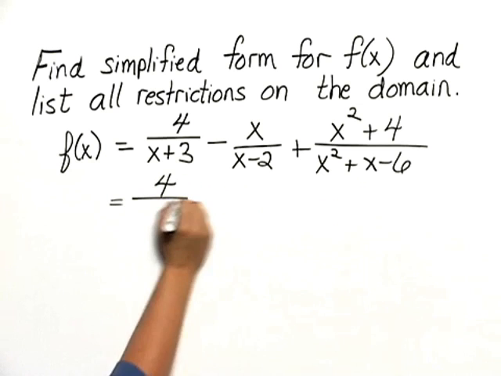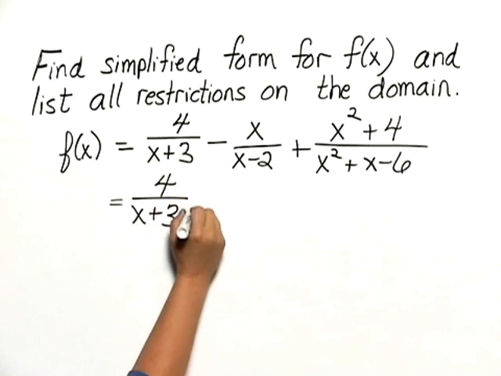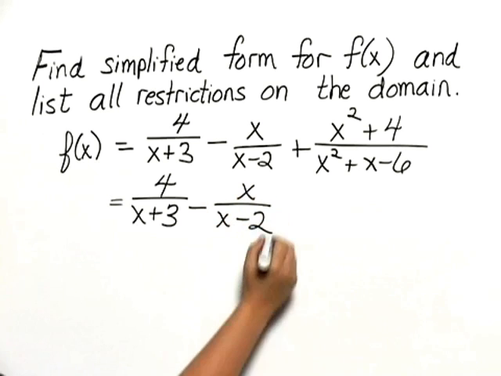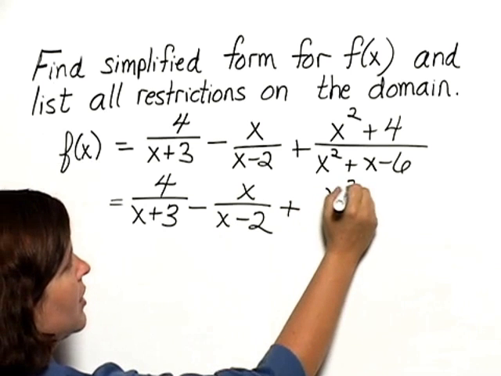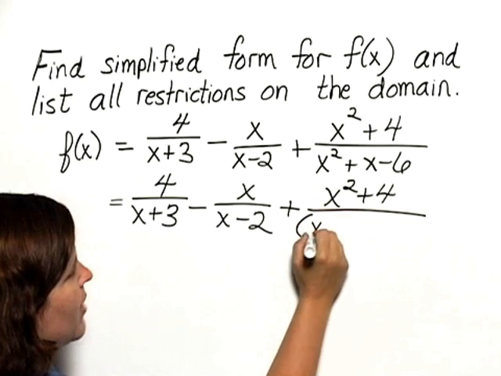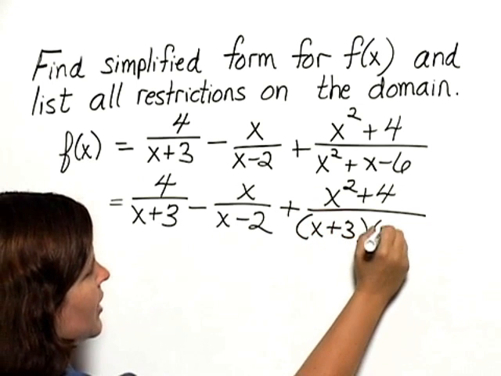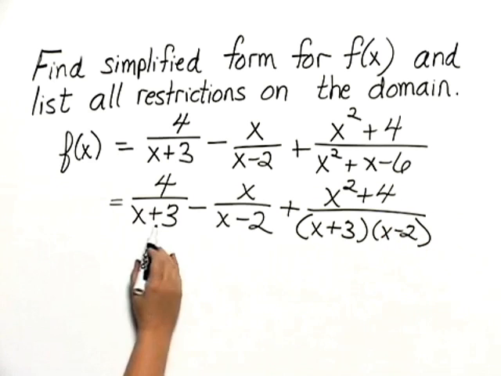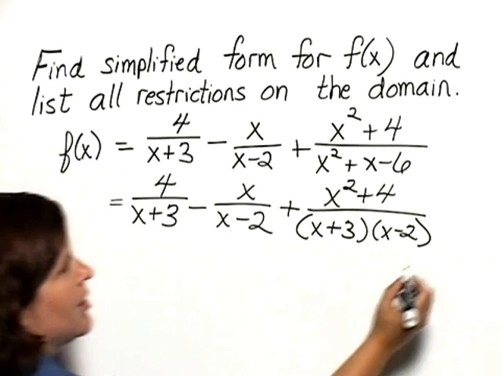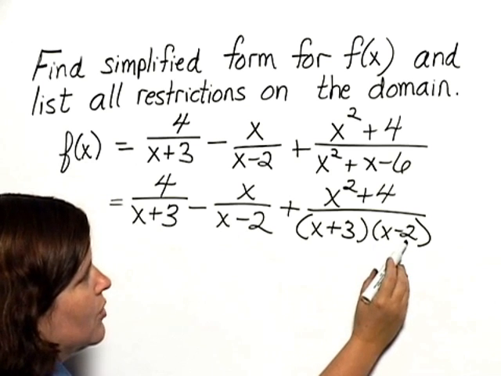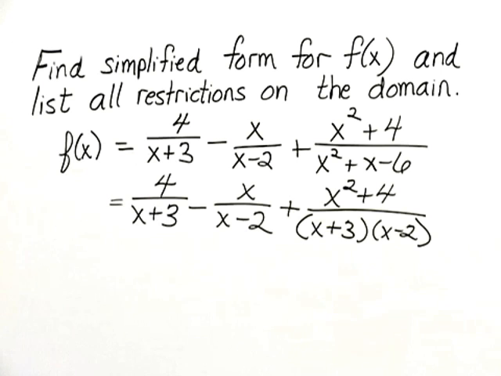We'll rewrite our first rational expression and our second rational expression. And then the third rational expression, I will rewrite the numerator and write the denominator in factored form. That happens to be x plus 3 times x minus 2. Notice it contains the same factors that are in these other two denominators. So it turns out that the restrictions on the domain are that x cannot be negative 3 and x cannot be 2. Those are the restrictions on the domain.